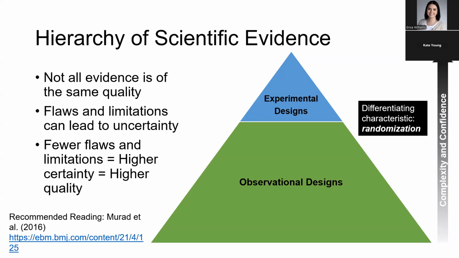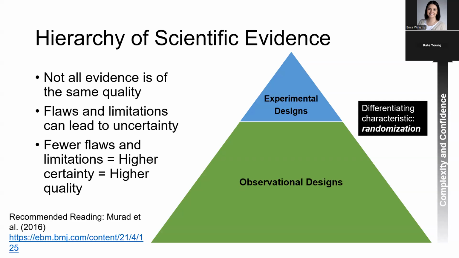So if you start reading up on this topic, you'll often come across a pyramid structure like this, describing the hierarchy of scientific evidence. It classifies study quality first in terms of the type of study design that was used. To start, studies are classified as either observational or experimental studies. The differentiating feature here is randomization. This is how we control for unknown sources of variation.